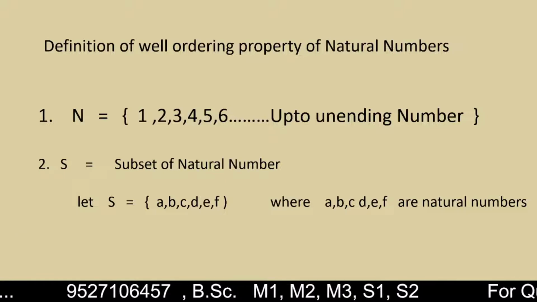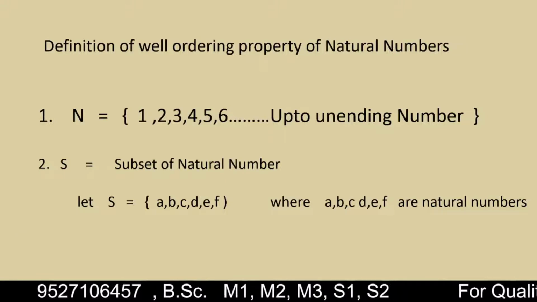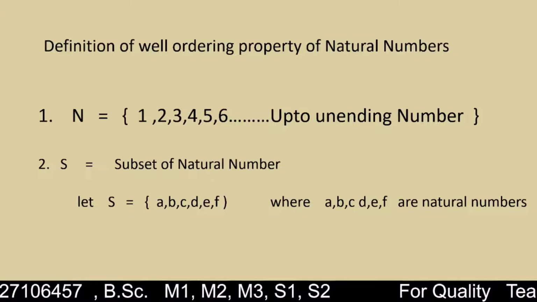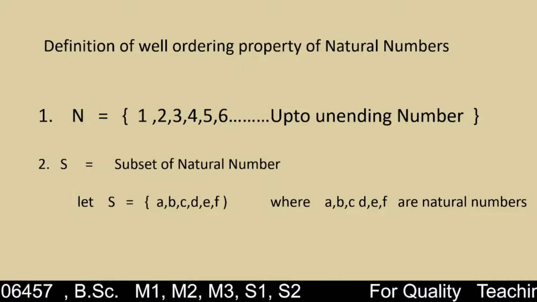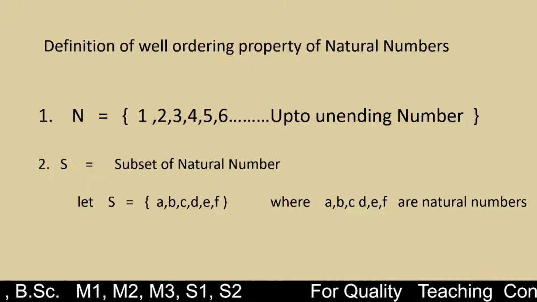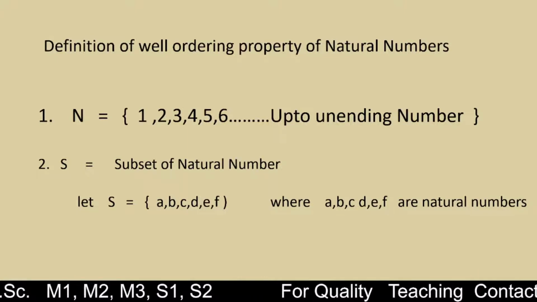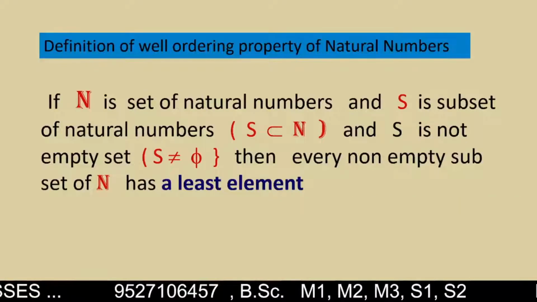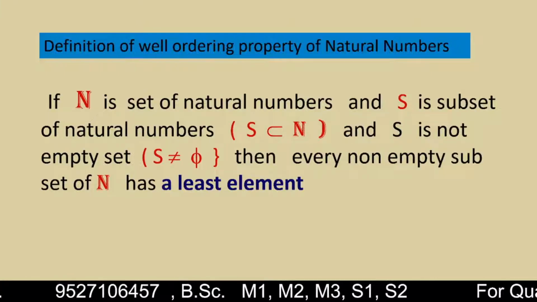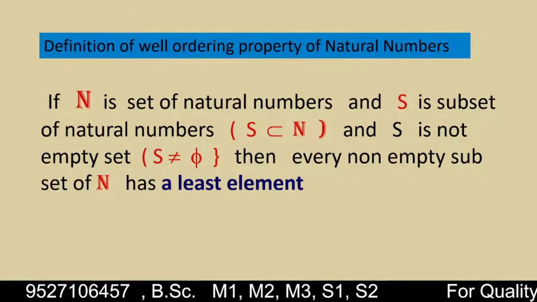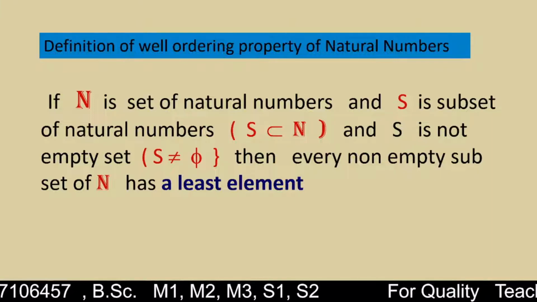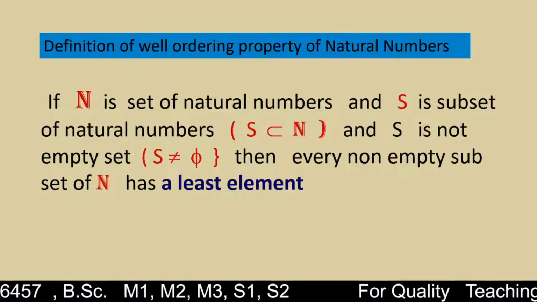The subset of natural numbers S equals {A, B, C, D, E, F} will consist of numbers in increasing order. That means some numbers are smaller than other numbers. These numbers can be arranged in increasing order. That implies the set S will have a least element. Definition of the well ordering property of natural numbers: if N is the set of natural numbers and S is a non-empty subset of N, then every non-empty subset of N has a least element.